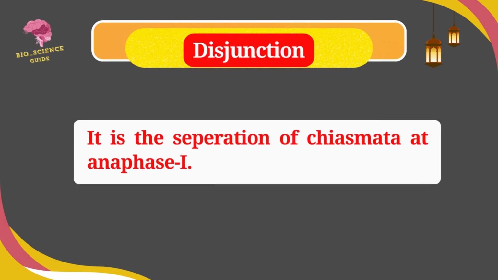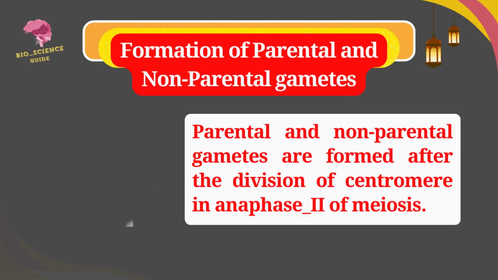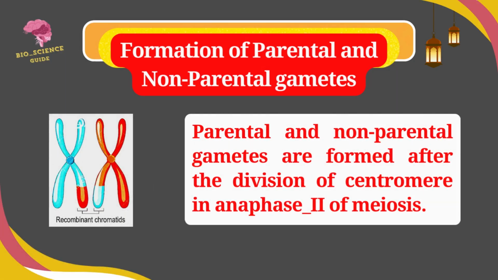Disjunction. It is the separation of chiasmata at anaphase. Formation of parental and non-parental gametes. The parental and non-parental gametes are formed after the division of the centromere in meiosis.